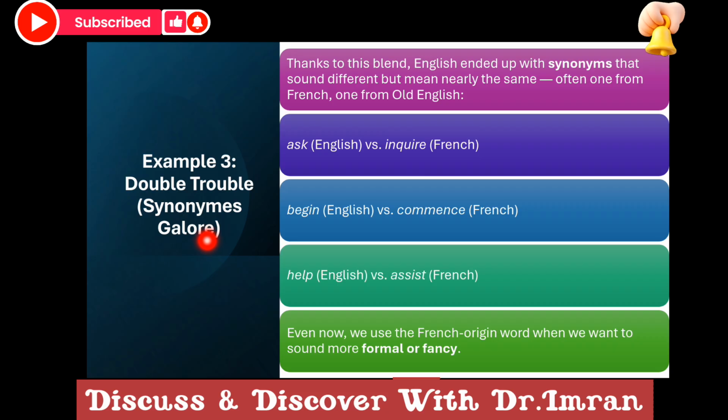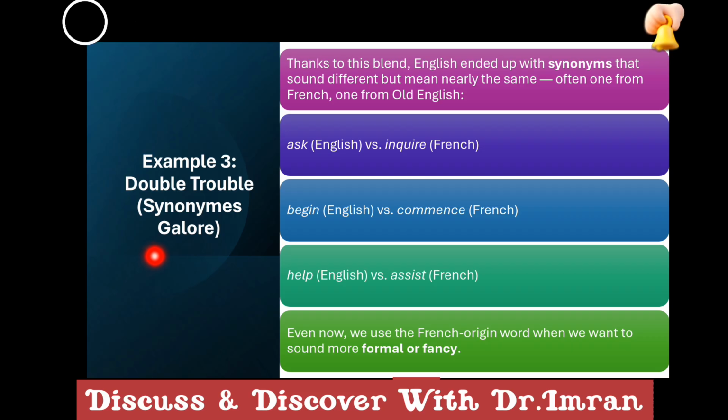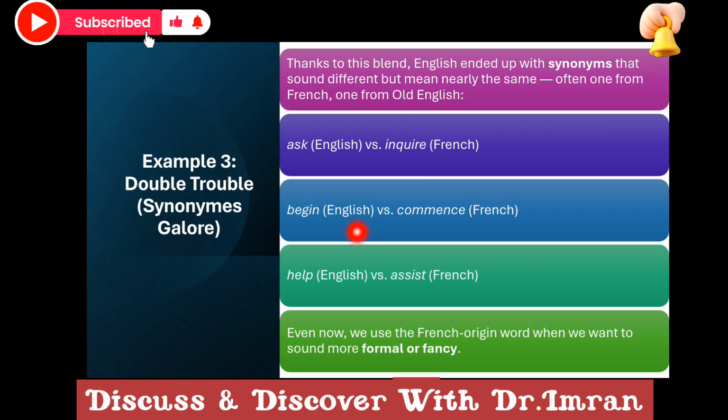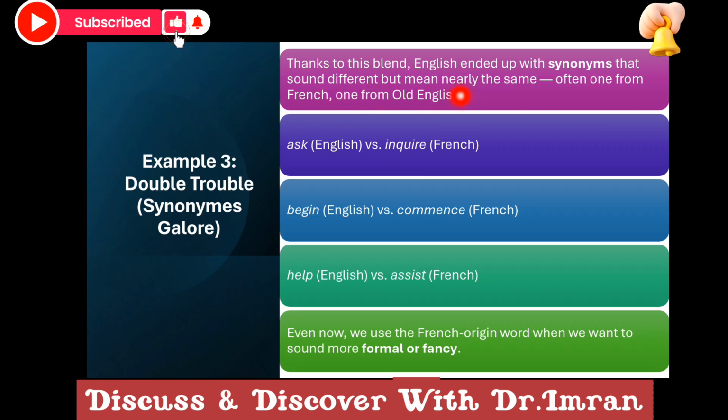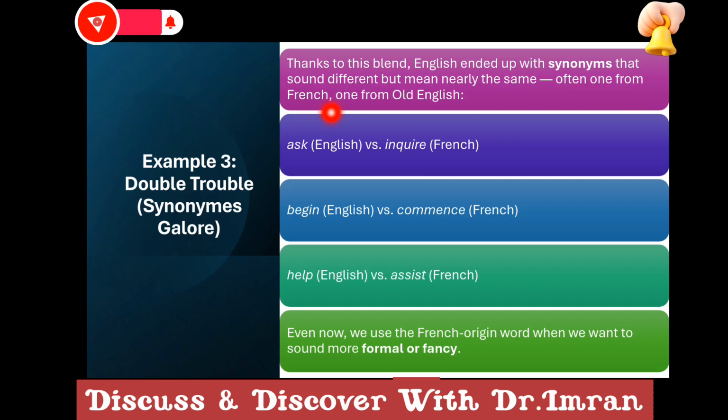Now example number three, double trouble, synonyms, and we can see gallows. Now thanks to this blend, English ended up with synonyms that sound different but mean nearly the same. Only the sounds were different but they nearly mean the same. Often one from French and one from Old English.